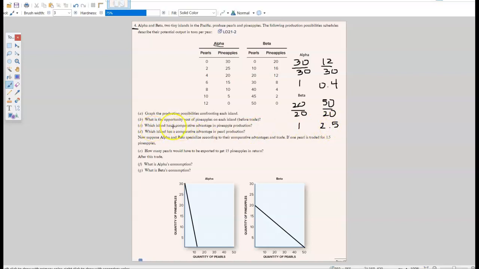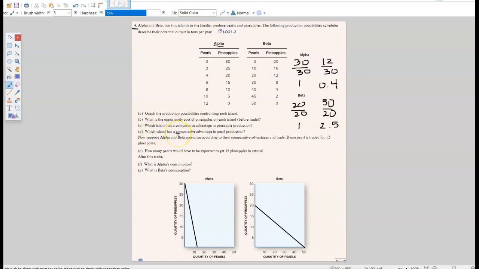What's C? Which island has a comparative advantage in pineapples? Now, what comparative advantage means is which island gives up the least to produce pineapples. And you can see here, alpha gives up only 0.4 pearls for 1 pineapple. Beta has to give up 2.5 pearls. So you could see alpha gives up the least. When they need to produce a pineapple, they only have to give up this many pearls. When beta produces a pineapple, this is how many pearls they have to give up. So alpha has the comparative advantage because alpha gives up the least when it produces pineapples. So that's the answer to C.